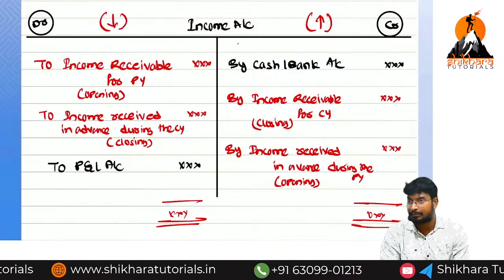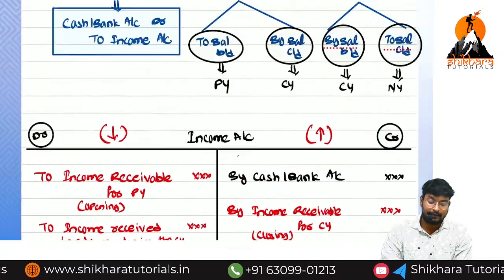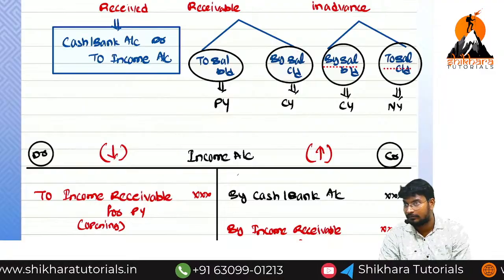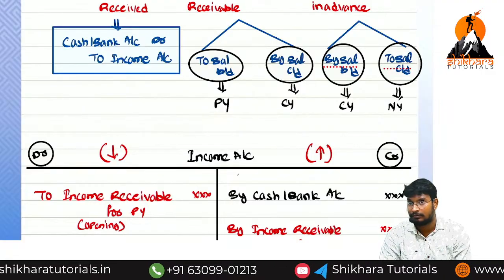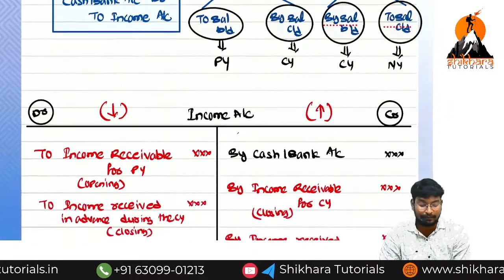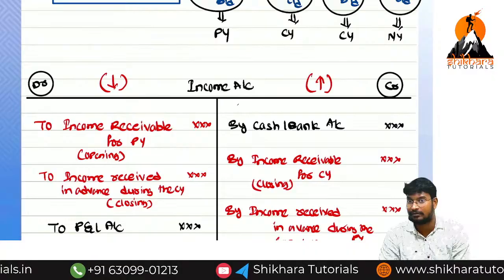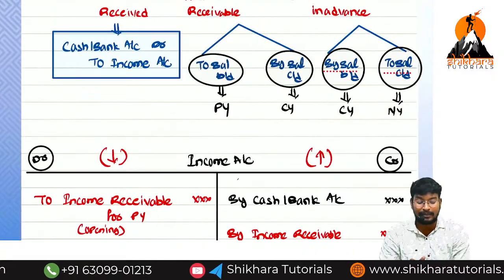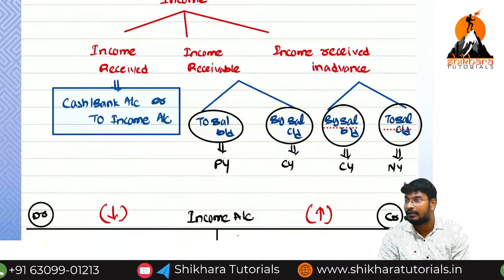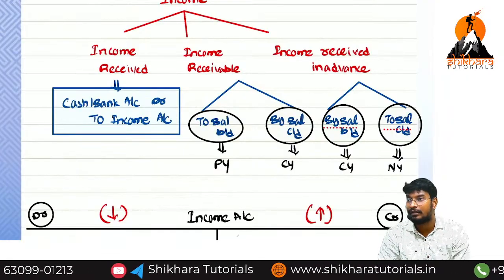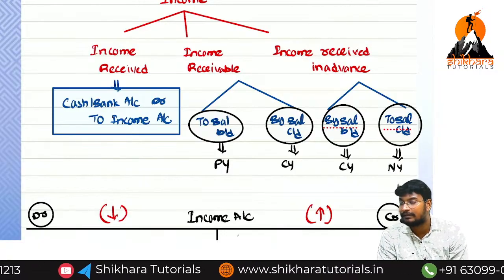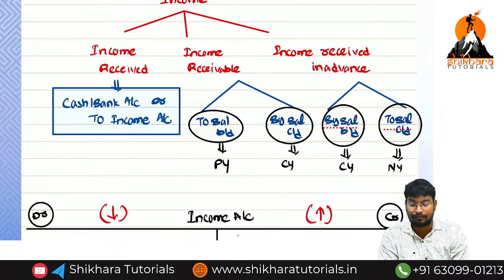Now this is an easy process. Writing to balance brought down, by balance carried on is an easy process. Why? Remembering these points is the toughest concept. So easily we can write: to balance brought down, by balance carried on. Because income receivable is an asset or liability? Asset. For an asset, opening balance will be on the debit side. We can write easily: to balance brought down. Closing balance will be on the credit side. We can write easily: by balance carried on.